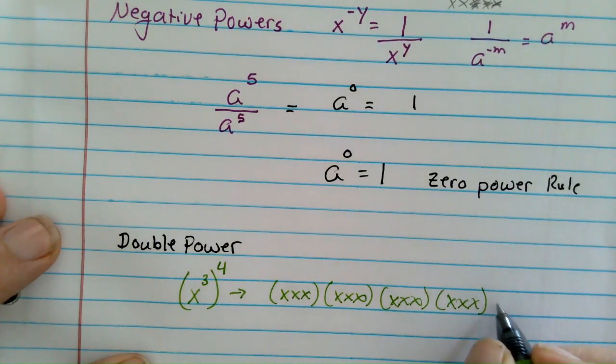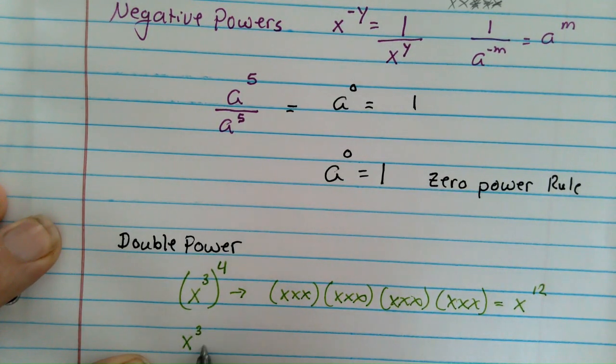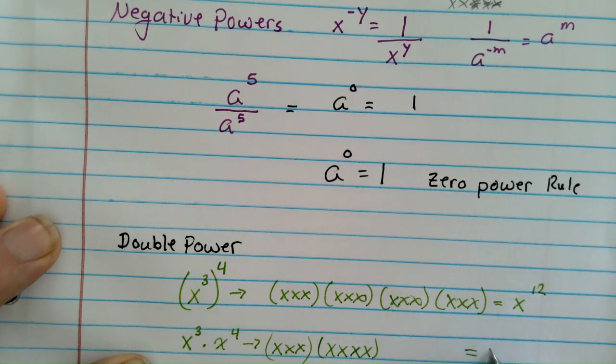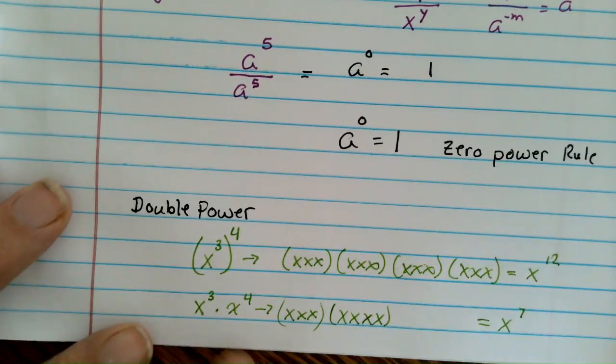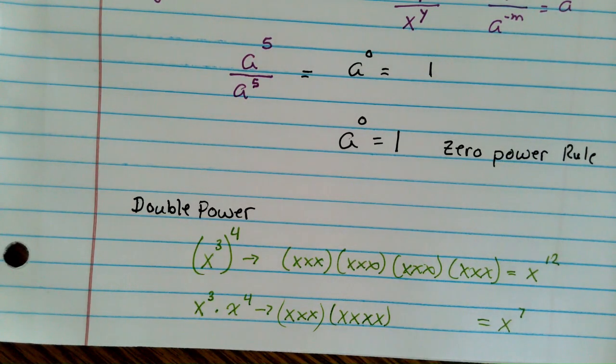So here, when I write it out, we can clearly see that it's x to the 12th. This is very different than x to the third times x to the 4th, which is x being multiplied by itself 1, 2, 3, 4 more times, which is x to the 7th. So we can clearly see when we write it out that these are two different scenarios.